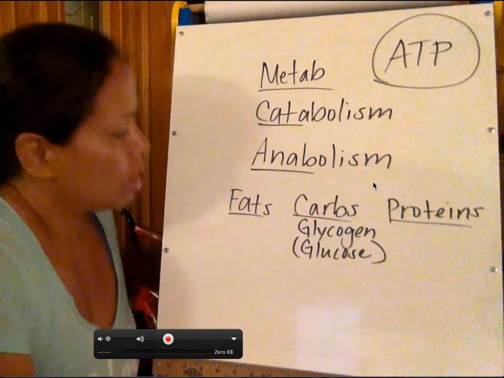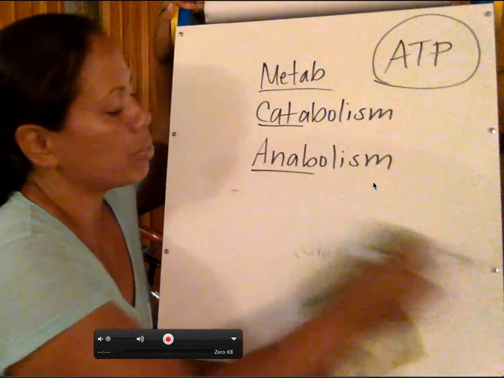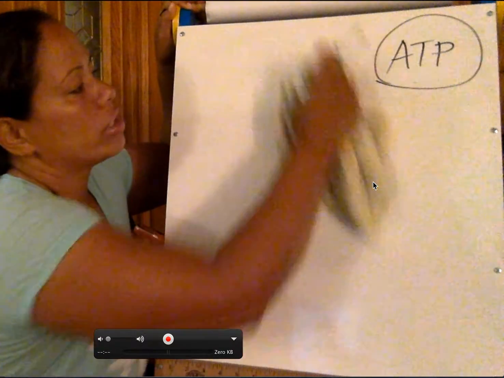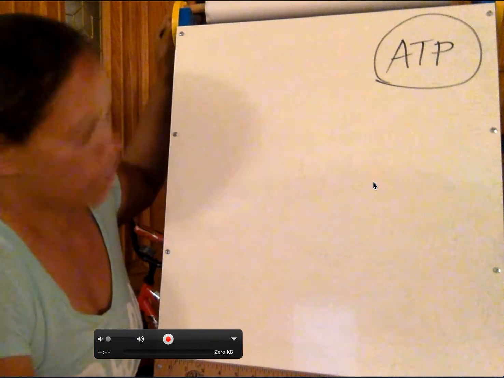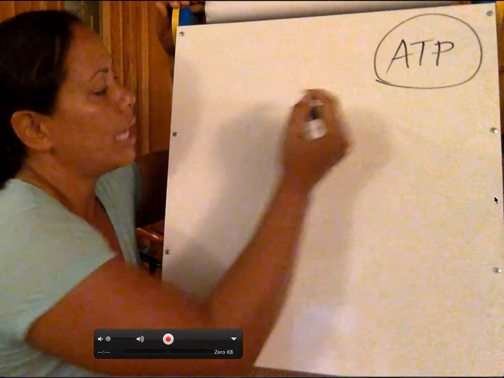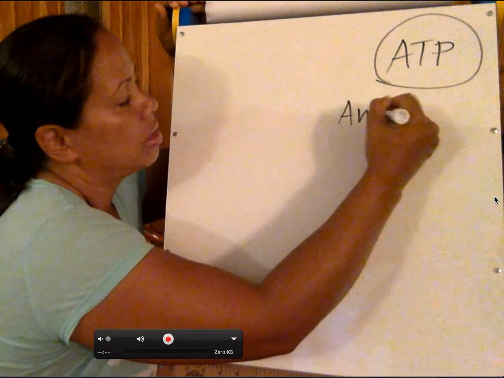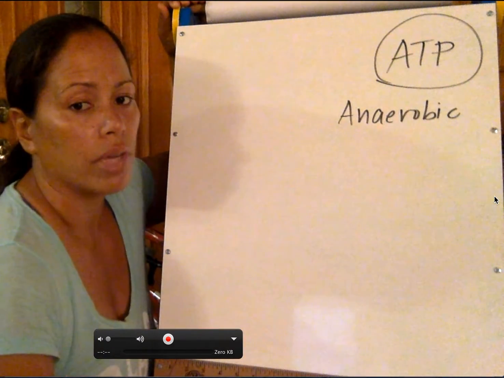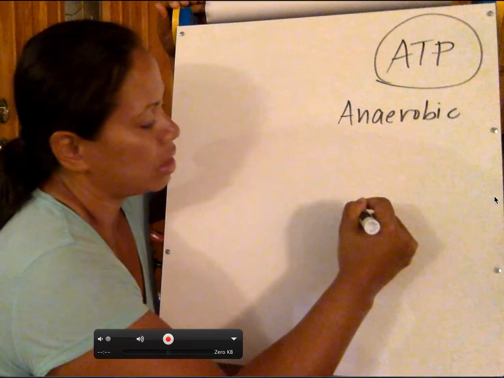Let's start off with reviewing carbohydrate breakdown and catabolism of carbohydrates in order to generate our ATP. We can either do it without oxygen, that's what we call anaerobic. There's anaerobic generation of ATP, and then there's aerobic.